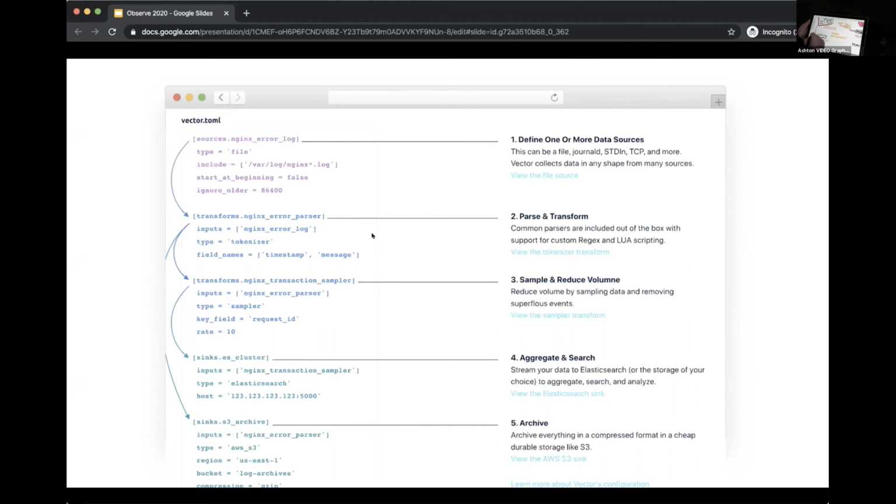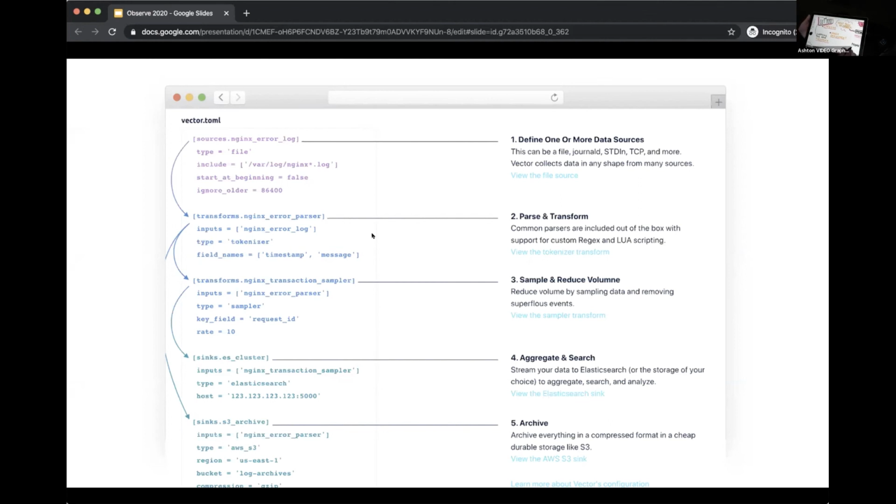And this is what a sample transformation looks like. Let's say I'm getting logs from Nginx, and I want to kind of filter out or add some sampling to there, and then I want to put it in Elasticsearch and S3 as an archive. So I'm running out of time here.